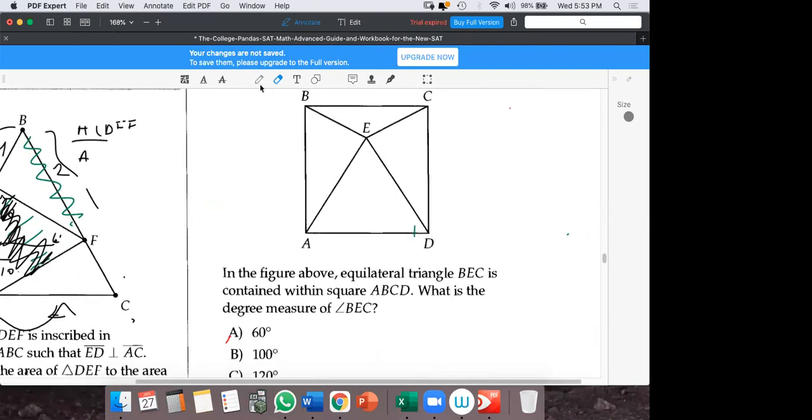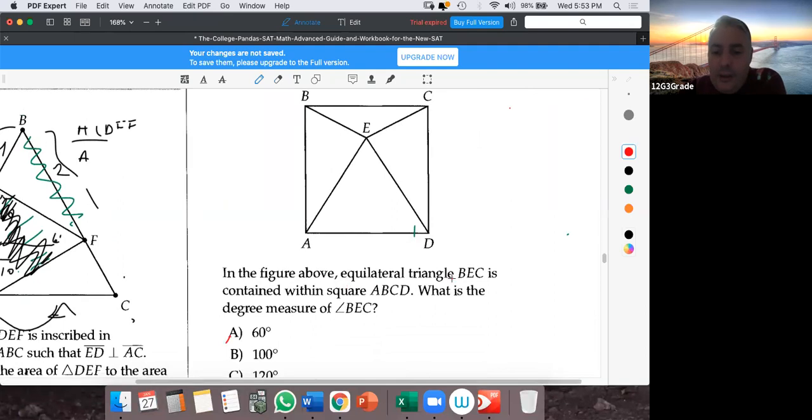Let us read again. In the figure, equilateral triangle BEC. So where is BEC? This one. BEC. Yeah, this is equilateral. Equilateral means 60, so directly 60. And what is the degree measure of BEC?